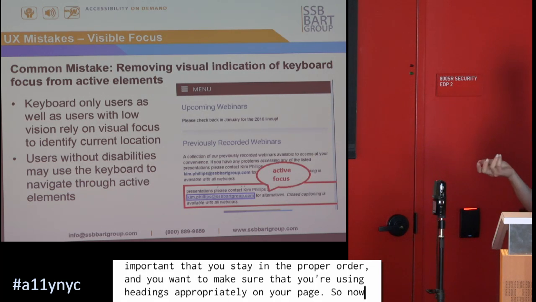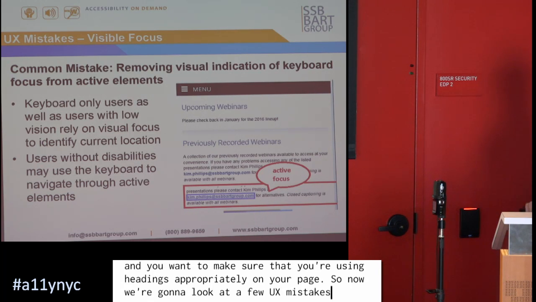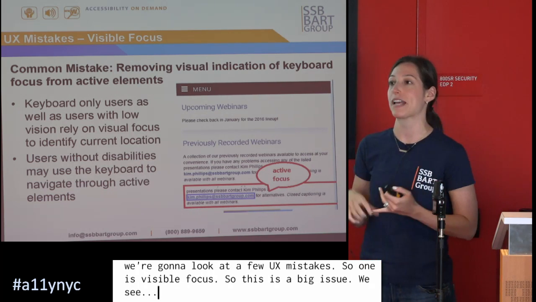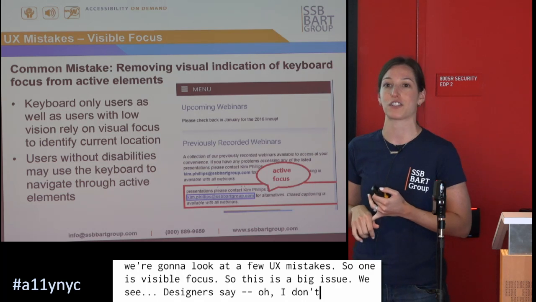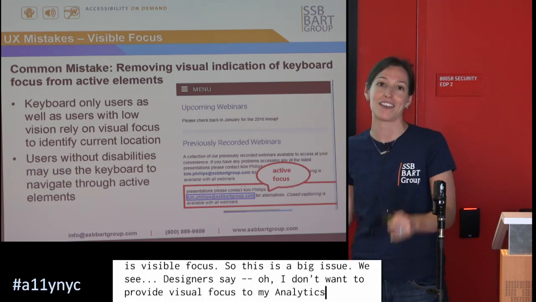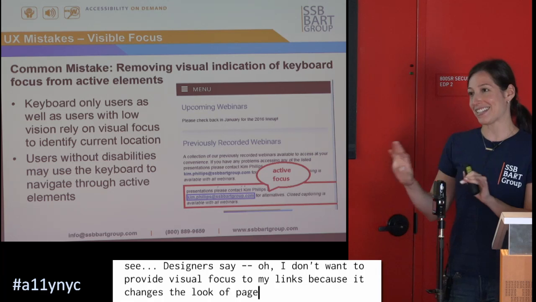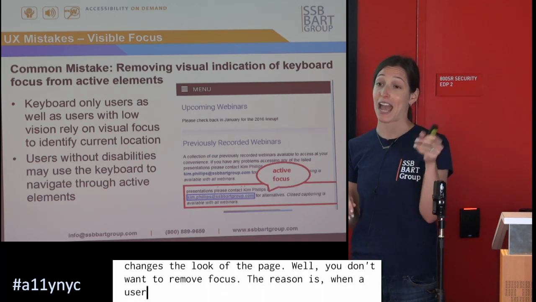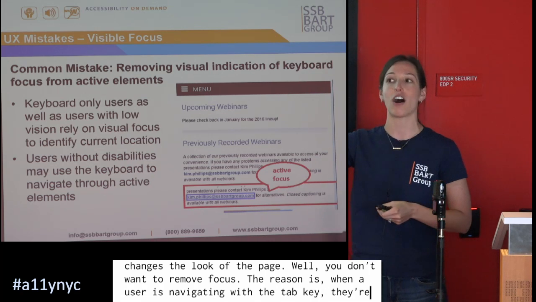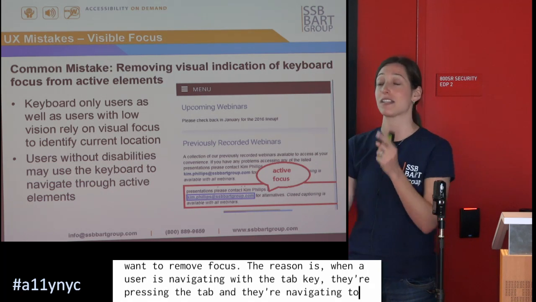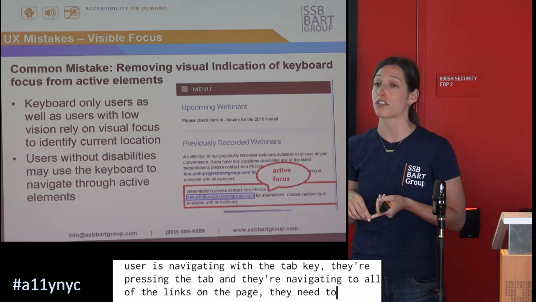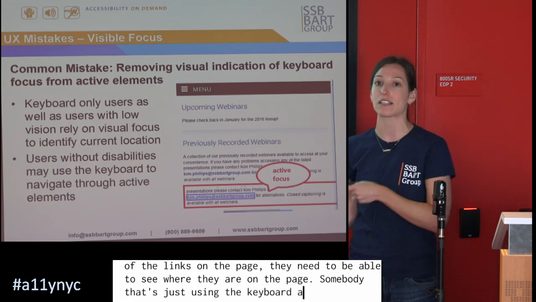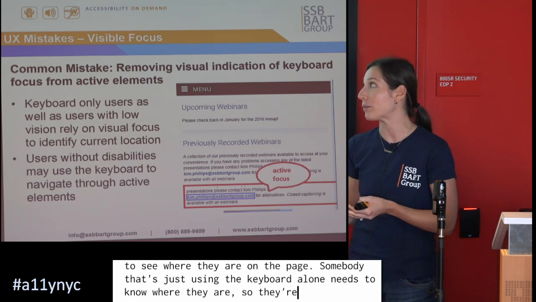So now we're going to look at a few UX mistakes. So one is visible focus. This is a big issue we see. Designers say, oh, I don't want to provide visual focus to my links because it changes the look of the page. Well, you don't want to remove focus. The reason is when a user is navigating with the tab key, they're pressing the tab and they're navigating to all of the links on the page, they need to be able to see where they are on the page. Somebody that's just using the keyboard alone needs to know where they are so that they're not activating links, they're not activating buttons that they don't want to go to.